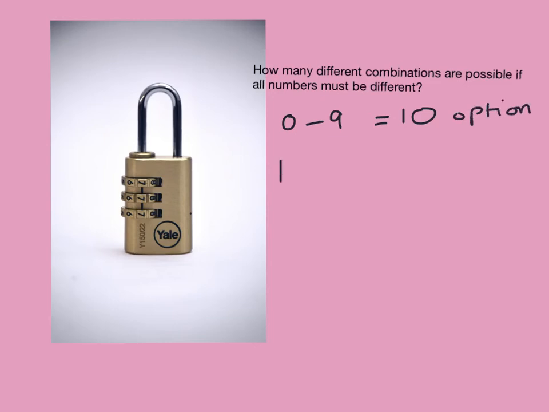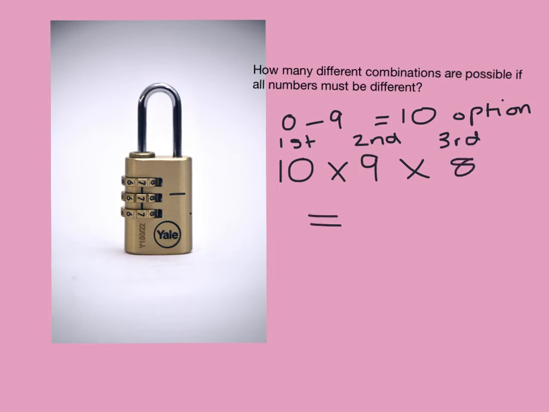However, what we know is that for the first one, we'll have 10. For the second one, we'll have 9. So for the first, we'll have 10 possible options. For the second one, so that's this guy here, we're going to have 9. And then for the third one, we are going to have 8. So the different combinations there, 10 by 9 by 8, gives me 720 combinations.